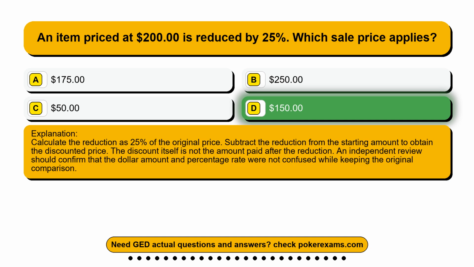Calculate the reduction as 25% of the original price. Subtract the reduction from the starting amount to obtain the discounted price. The discount itself is not the amount paid after the reduction. An independent review should confirm that the dollar amount and percentage rate were not confused while keeping the original comparison.